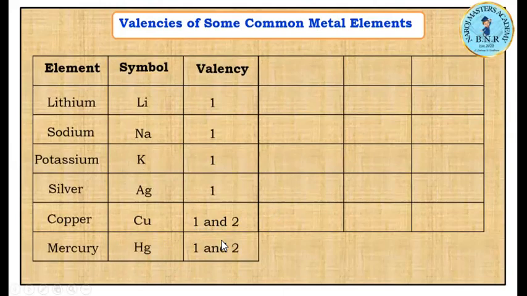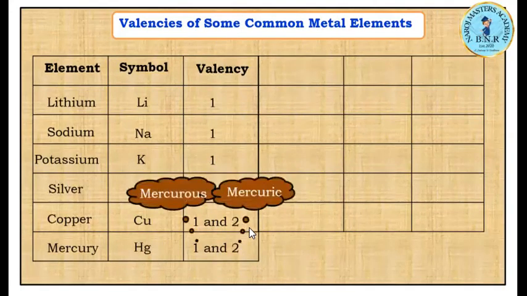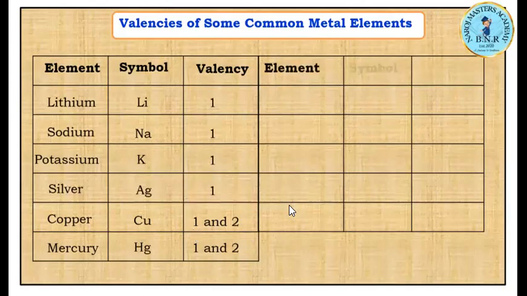That depends on the bonding with which metal it is reacting. Is it right? Metal or oxides. So mercurous is 1 and mercuric is 2. Like that. Next element, symbol and valency. Magnesium, Mg, symbol, and its valency is 2.